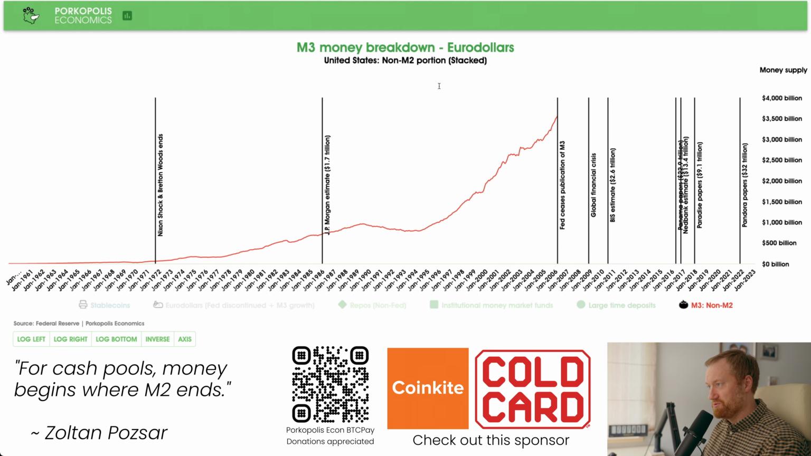Now, there's a footnote to this paper, which I think is very important to point out. It's talking about how you would measure the Eurodollar market.